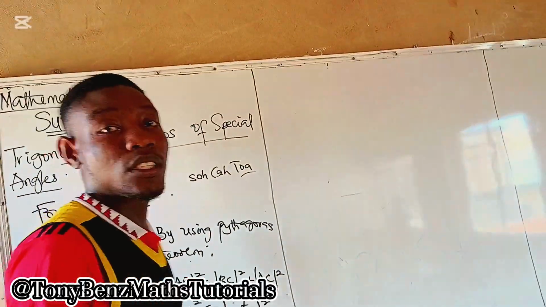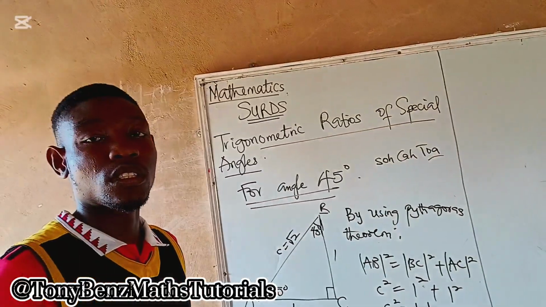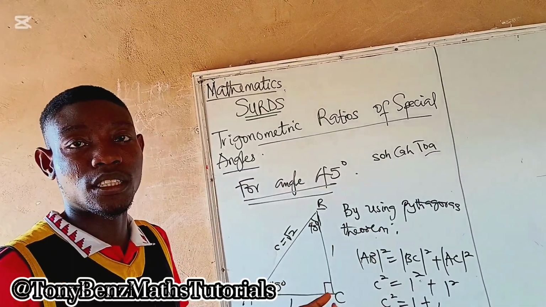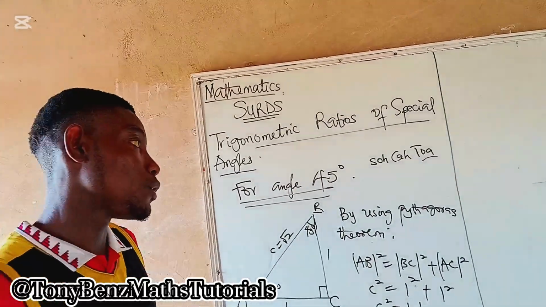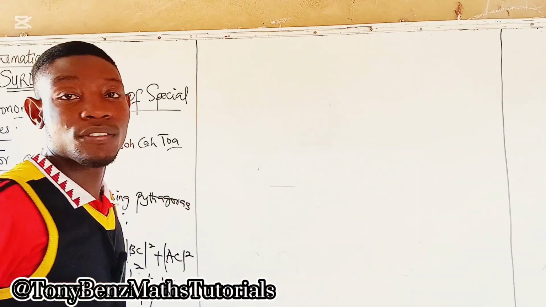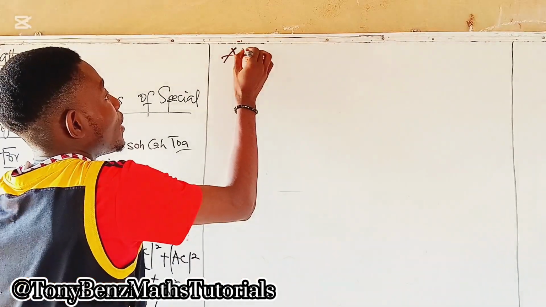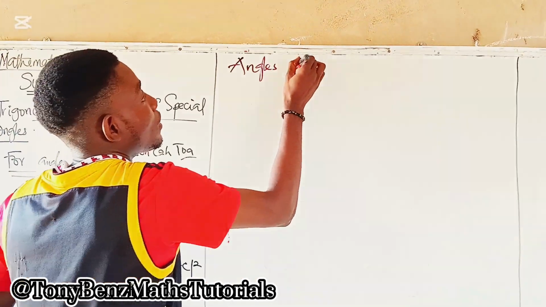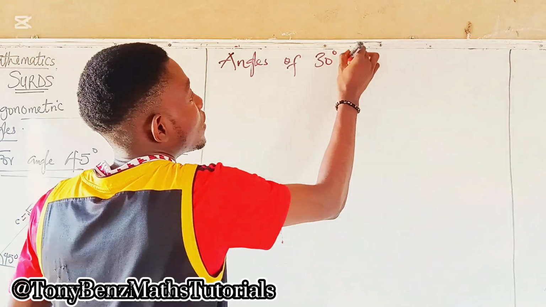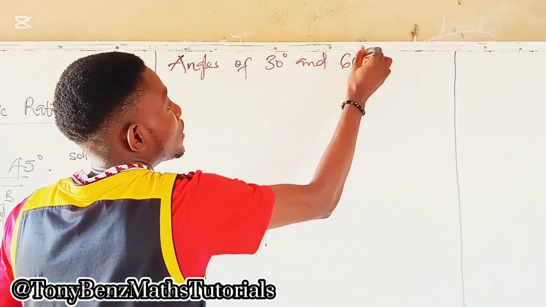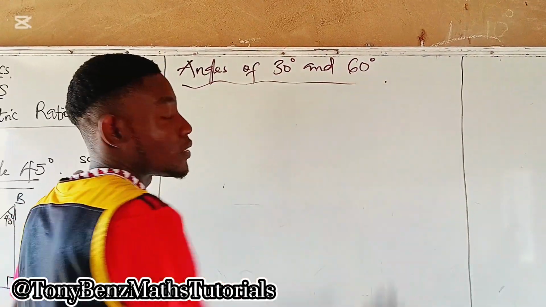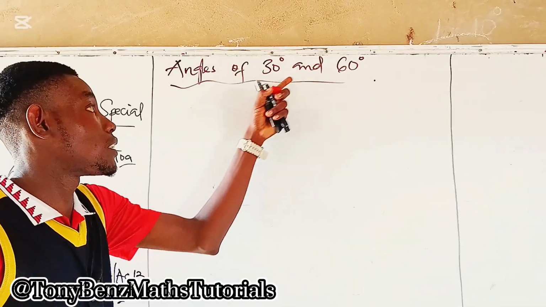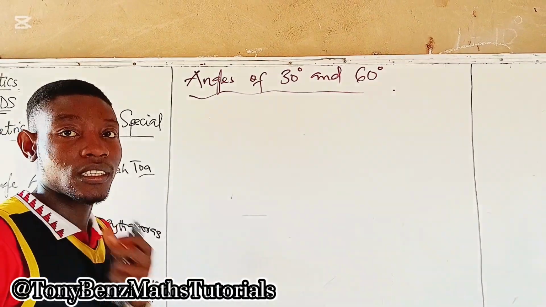Now let's also do justice with special angles like 30 degrees and 60 degrees. Come with me. Let us derive angles of 30 degrees and 60 degrees.